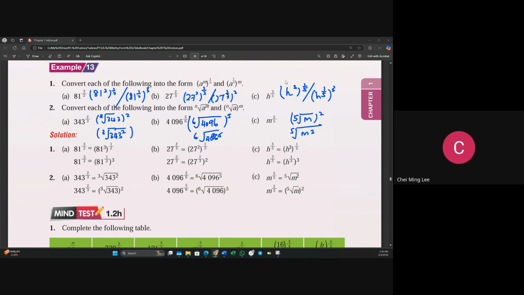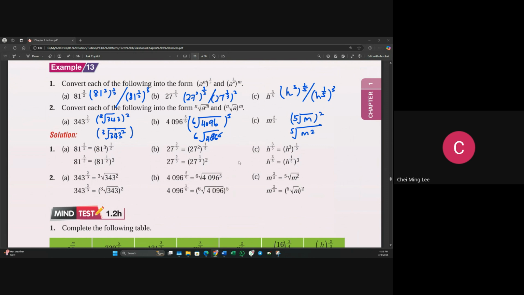Next, H to the power of 3 over 5 is the fifth root of H cubed, or the fifth root of H, cubed. So same goes to this one as well. It was in the form of this one. So 343 to the power of 2 over 3, you can change it into the cube root of 343, to the power of 2. Or we put the 2 inside also can. Okay, so same goes to this one, and this one should be pretty easy.